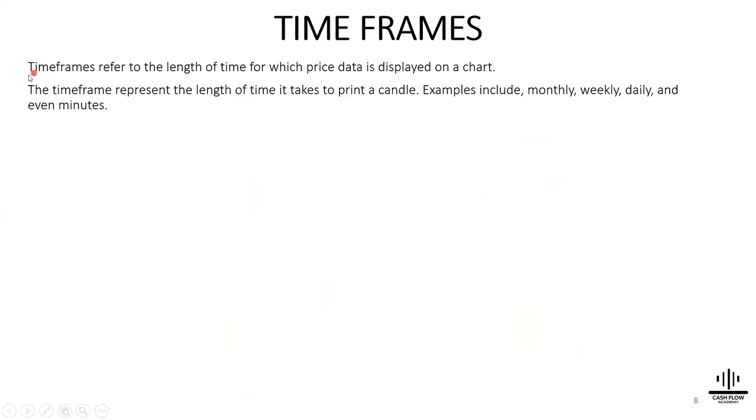Now, time frames. Time frames refer to the length of time for which price data is displayed on a chart. The time frame represents the length of time it takes a candle to print. Examples include monthly, weekly, daily, and even minutes. So if you're on a daily time frame, every candle represents 1 day. If you're on a weekly time frame, every candle represents 1 week. And if you're on a 1 minute time frame, every candle you see represents 1 minute. So very simple.